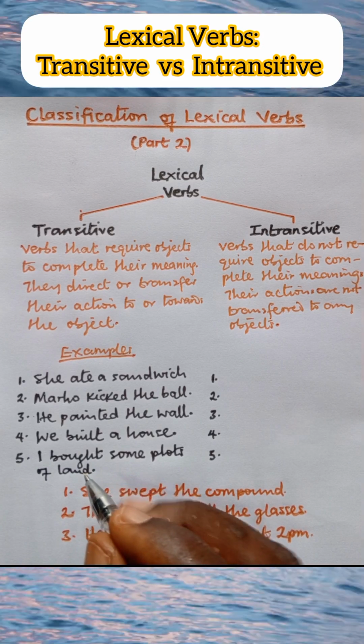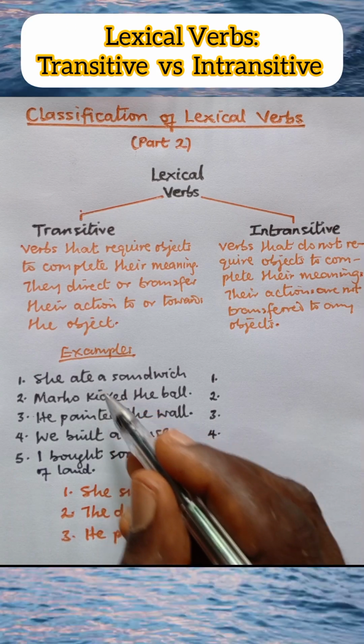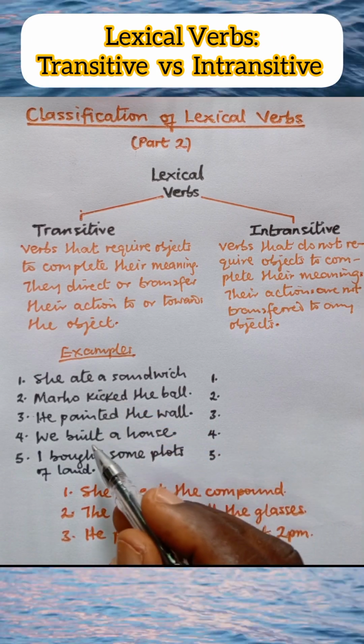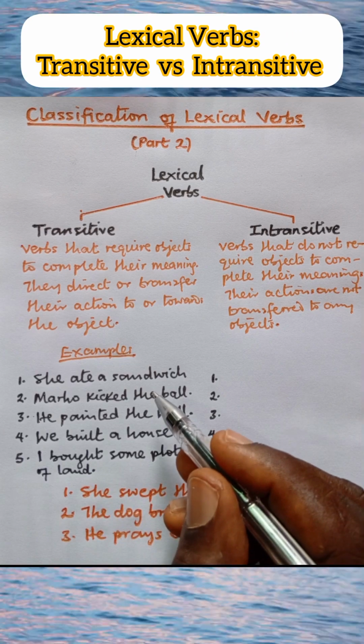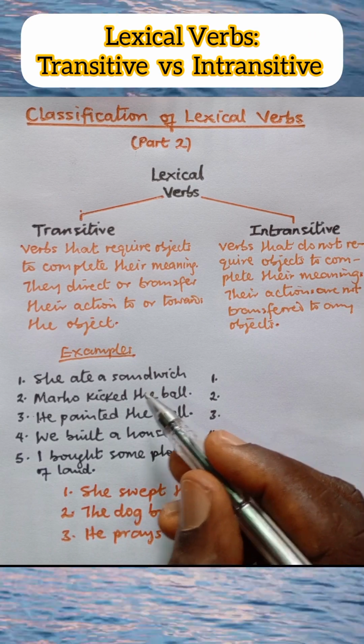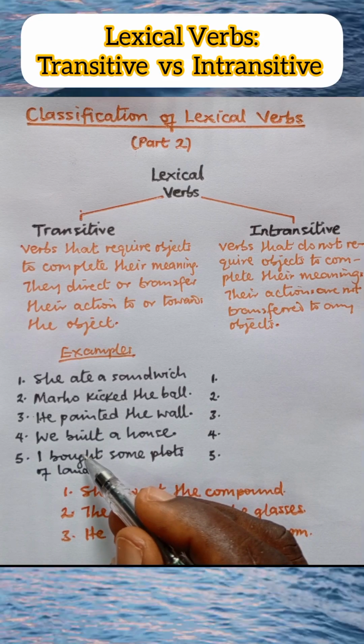So you notice that each of these verbs, ate, kicked, painted, built, bought, each has an object. Therefore, these verbs are transitive verbs.